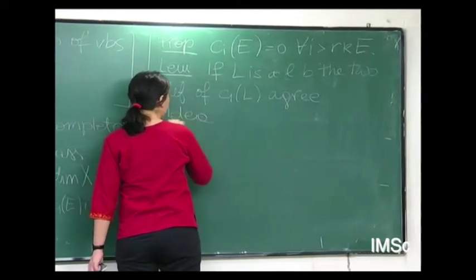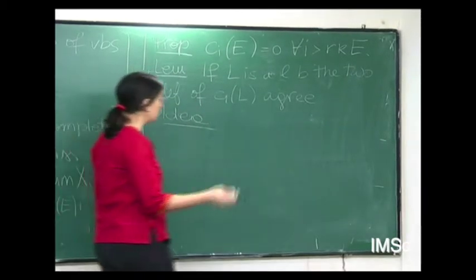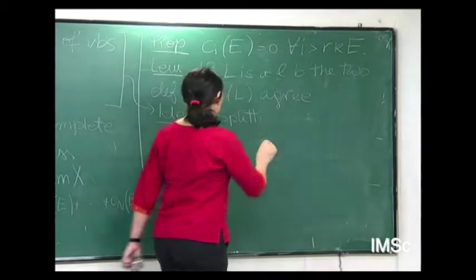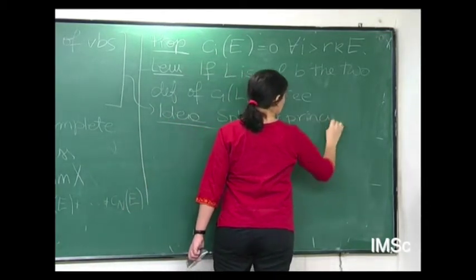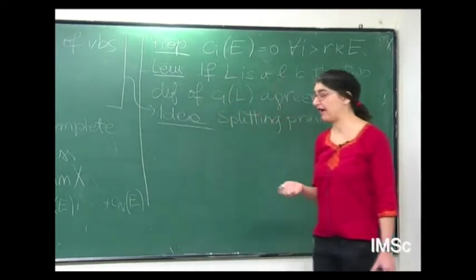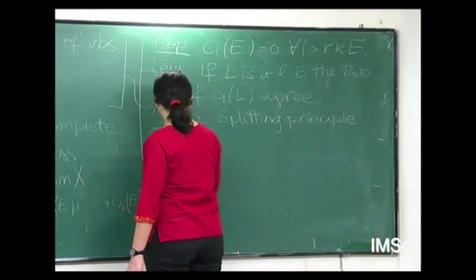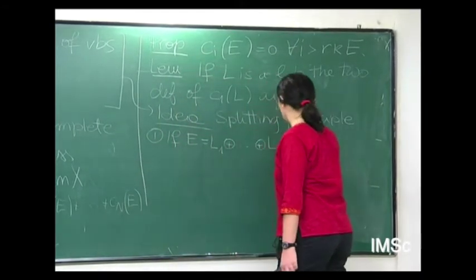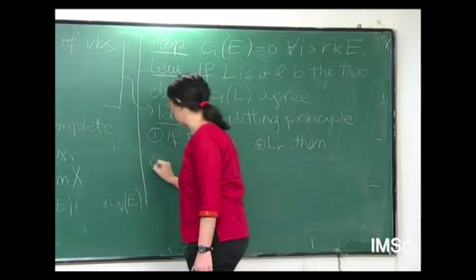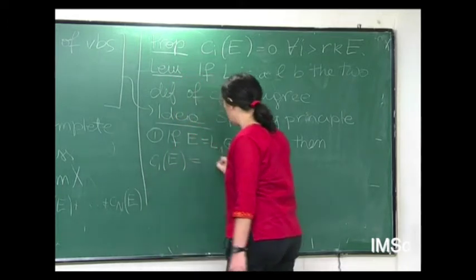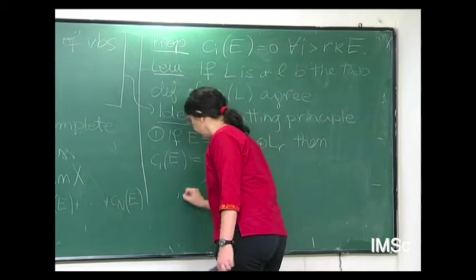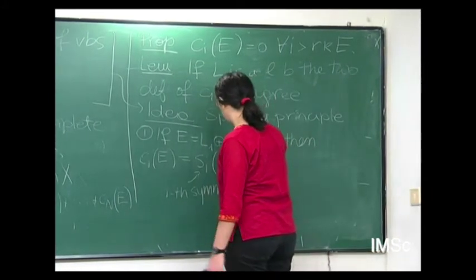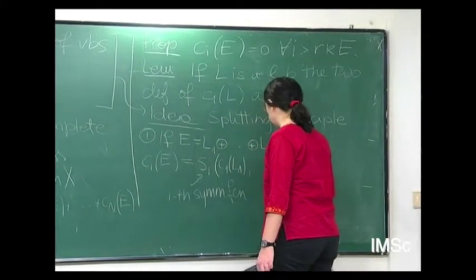And in general, to prove properties of Chern classes and Segre classes, a useful technique is the so-called splitting principle. The splitting principle has two parts. Part one is that if E is a sum of line bundles L1 through Lr, then the Ci of E is the ith symmetric function of the C1s of the Li.